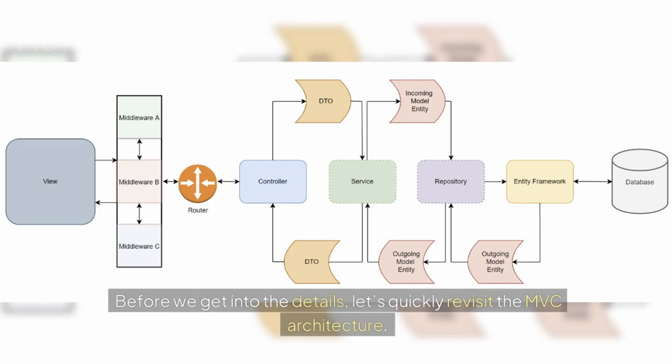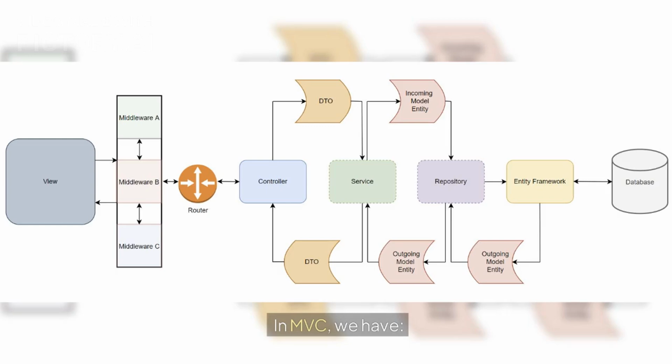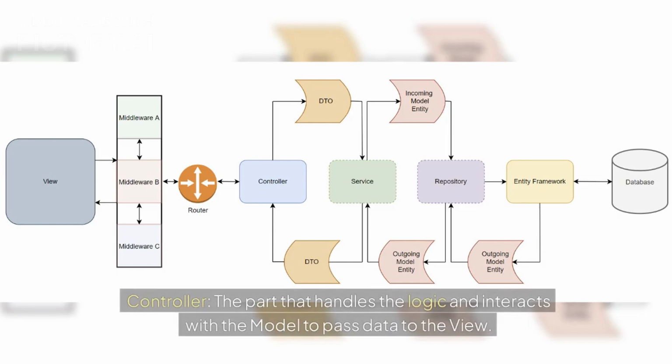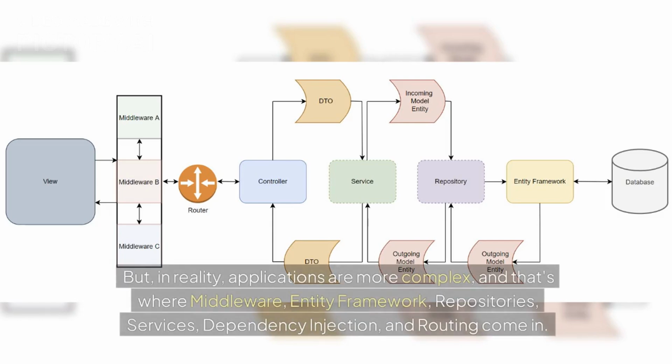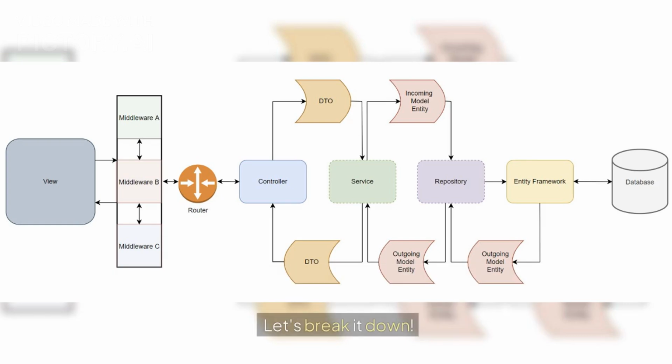Before we get into the details, let's quickly revisit the MVC architecture. In MVC, we have Model, this represents your data. View, what the user sees. Controller, the part that handles the logic and interacts with the model to pass data to the view. This forms the core structure of an MVC application. But, in reality, applications are more complex, and that's where middleware, Entity Framework, repositories, services, dependency injection, and routing come in. Let's break it down.